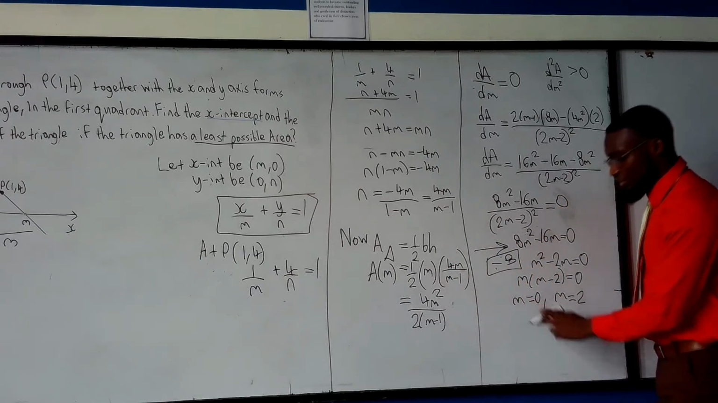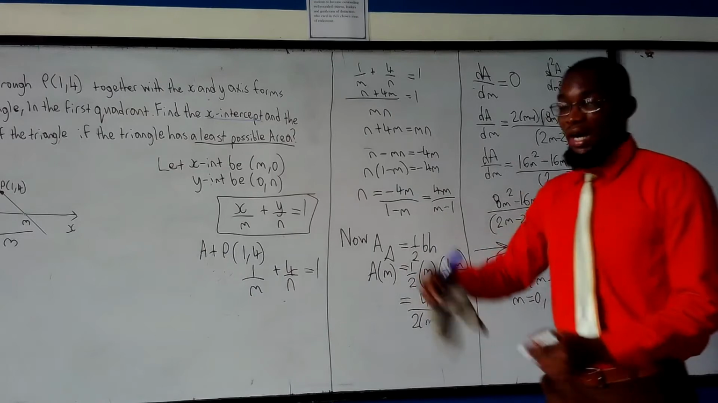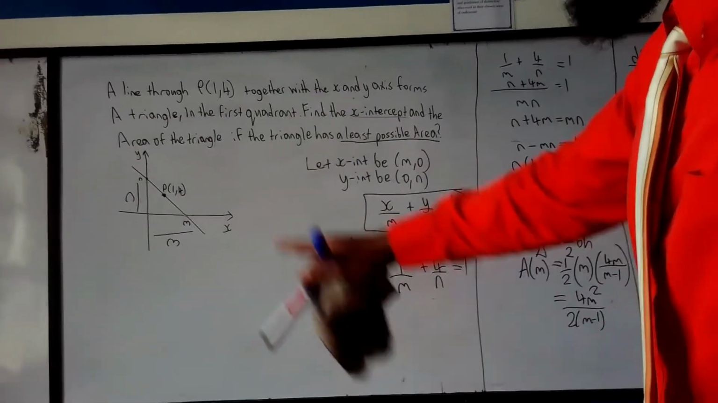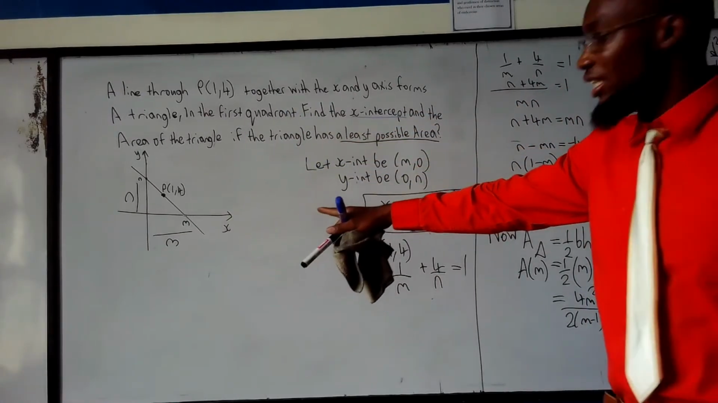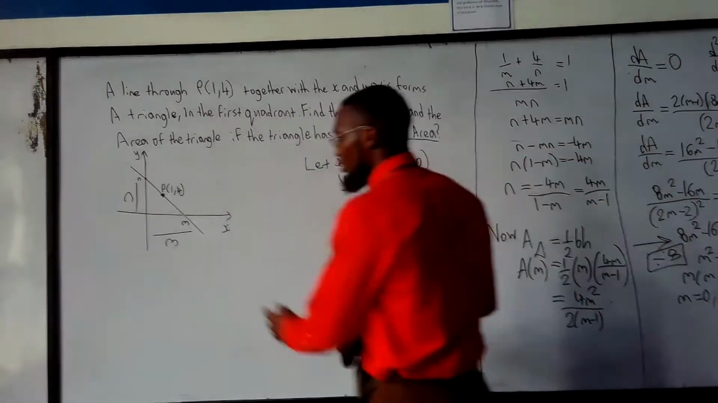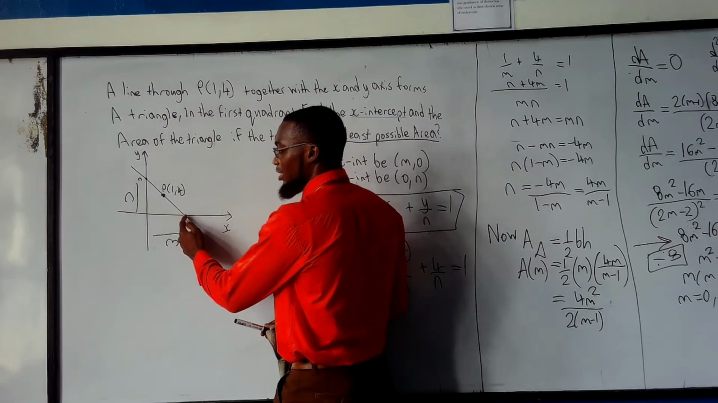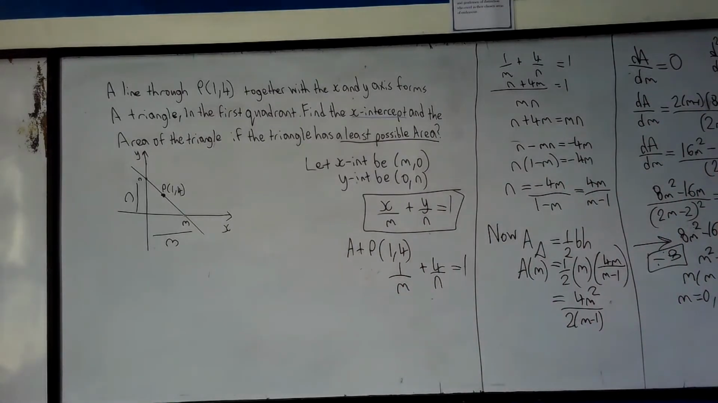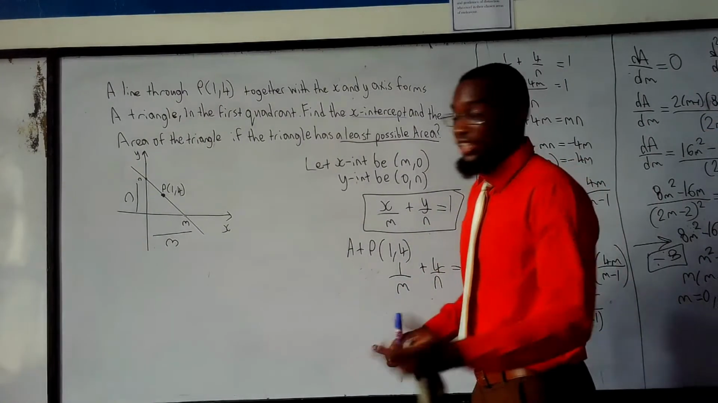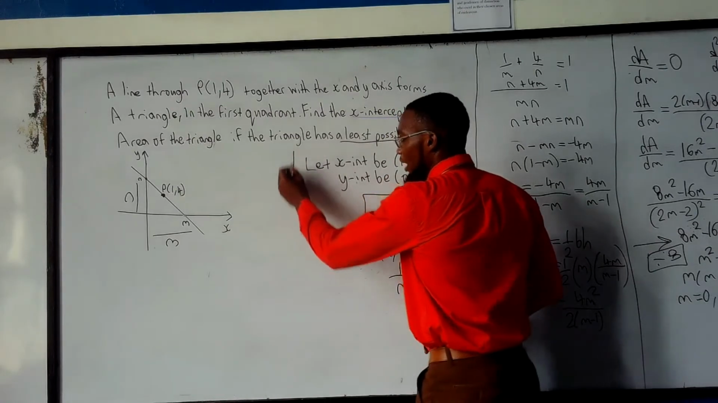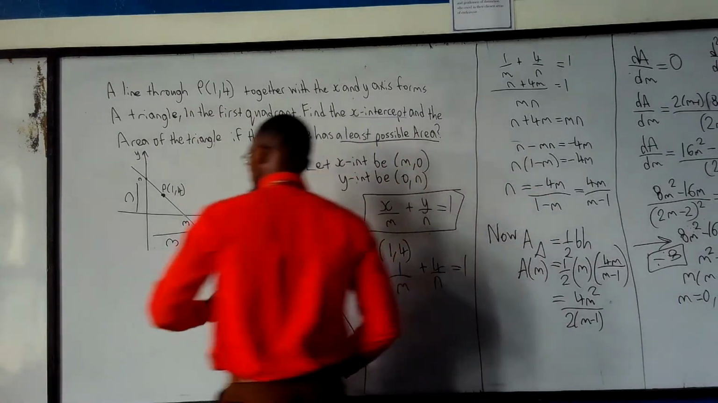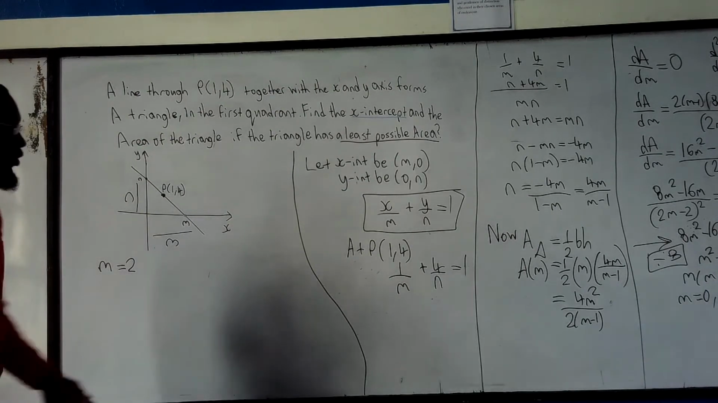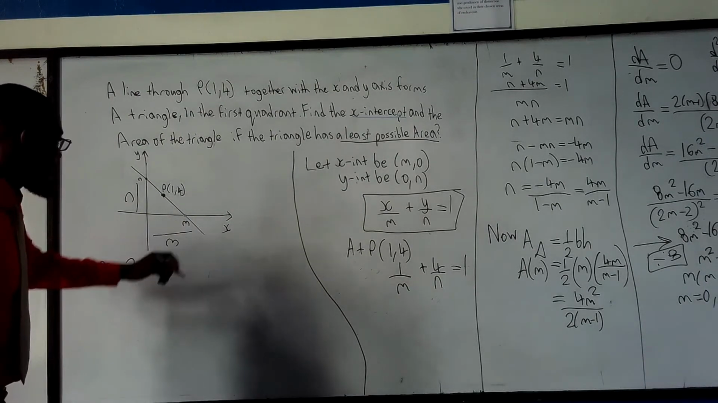No, m can't be 0. Why can't m be 0? Look back at the graph. If you go back to the graph right there, m can't be 0, because then this point is 0. So this has to be 2, m equals 2. Now since m is equal to 2, let's finish it off. So we found that m is 2, so this is the point 2, 0.